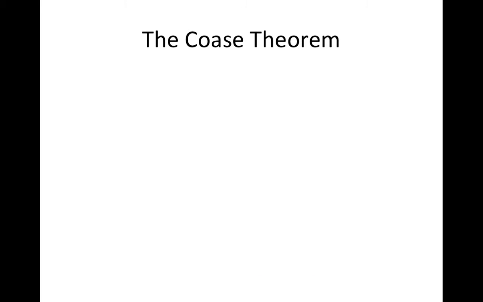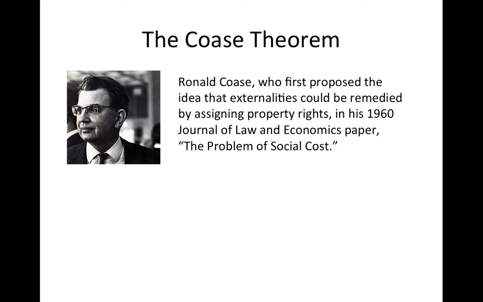The idea that externalities can be remedied by assigning property rights to the good affected by the externality, and that the outcome of the externality does not depend on who has the property right, was first proposed by the Nobel Prize-winning economist Ronald Coase in his 1960 Journal of Law and Economics paper, The Problem of Social Cost. This idea has come to become known as the Coase theorem, and it is a fundamental part of environmental and natural resource economics, as well as other branches of economics today.